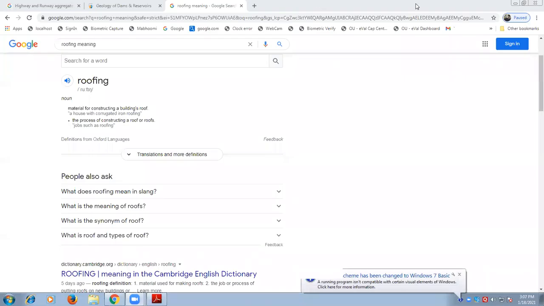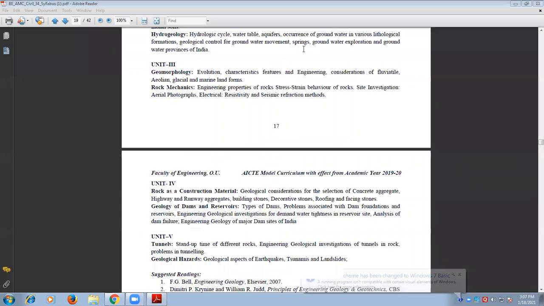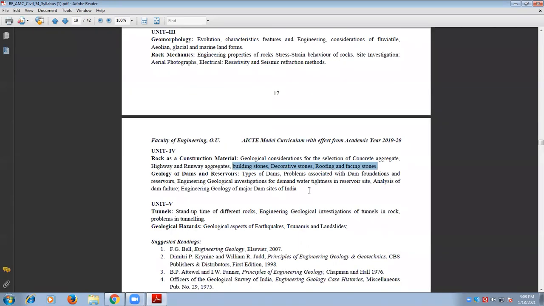Right, so now we come to the last two topics in this particular unit. Let me share the screen. As you can see in the syllabus, we have completed the highway and runway aggregates. Now we would be looking at building stones, decorative stones, and roofing and facing stones. Once we complete these three, we would be finishing the first half of unit 4. Today, inshallah, I'll try to cover everything, and we'll also discuss your assignment.